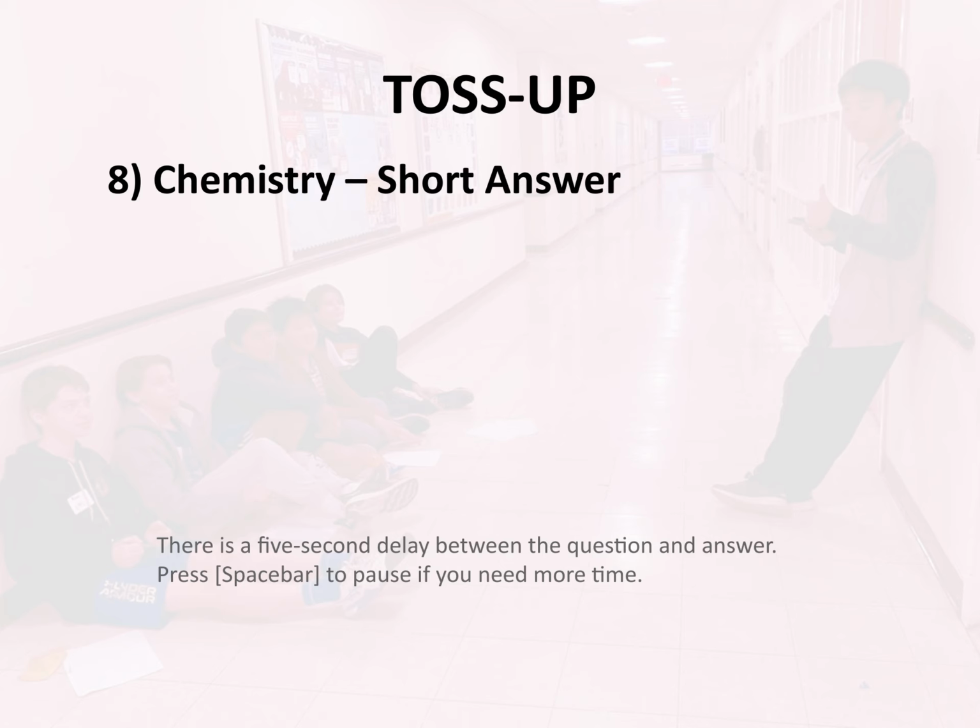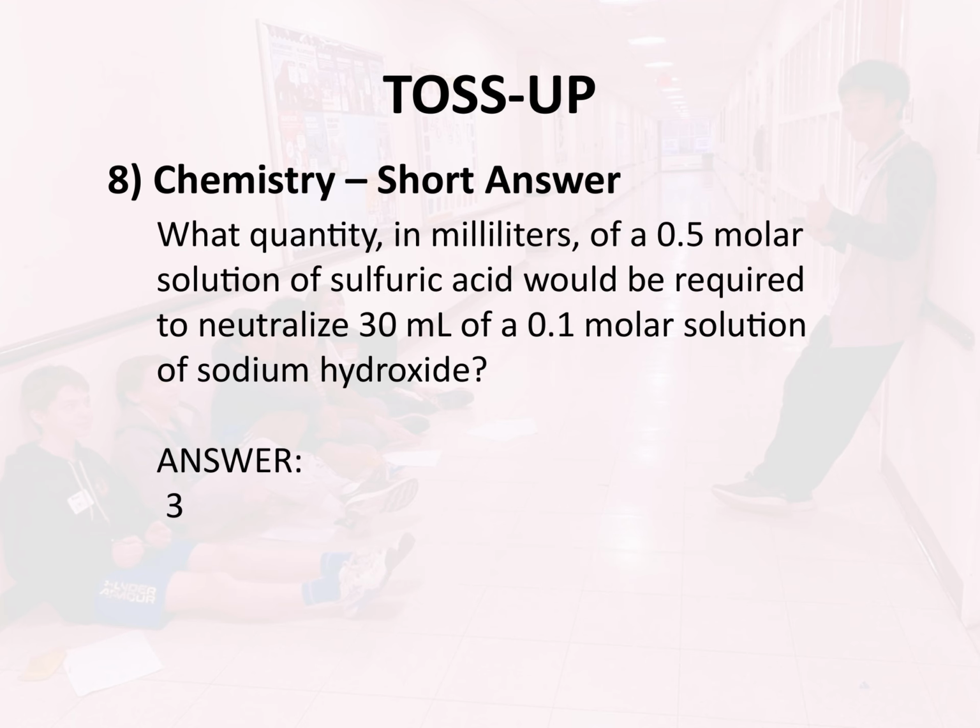Toss-up 8. Chemistry, short answer. What quantity, in milliliters, of a 0.5 molar solution of sulfuric acid would be required to neutralize 30 ml of a 0.1 molar solution of sodium hydroxide? Answer: 3.